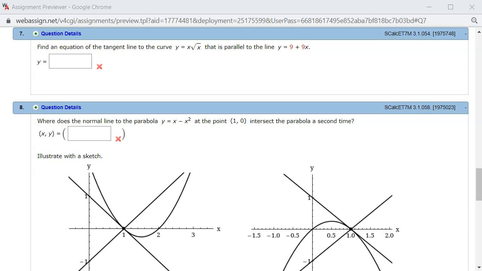All right, let's look at homework 3.1, problem number 7. We want to find an equation of the tangent line to the curve y equals x times square root of x that is parallel to the line y equals 9 plus 9x. All right, so let's do that.